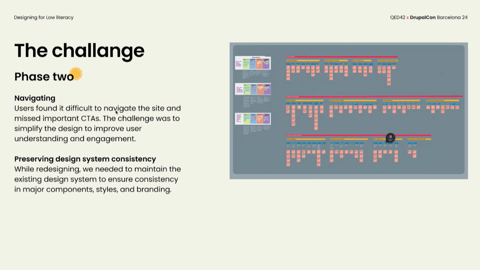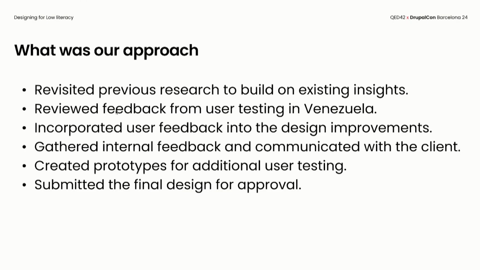So in our other challenge, our phase two, we have to solve the navigation issue, where users have difficulty navigating the platform. They are not able to understand the CTAs, where they can click. Then the other was to preserve the design system, so we can't play around a lot with the components. We have to preserve it, and we still have to find a solution to make it simpler.